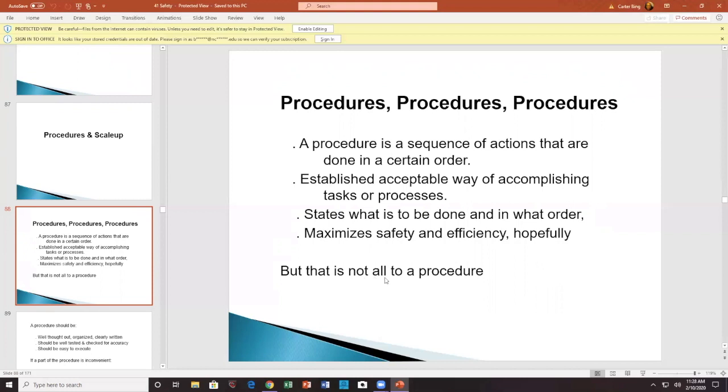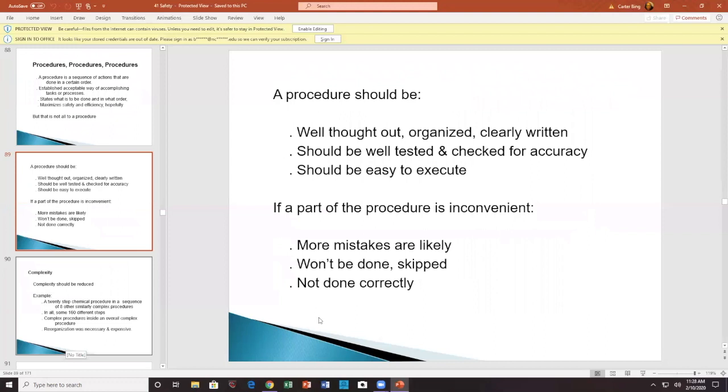But that is not all. That is not all to a procedure. There's much more. Procedures should be well thought out, organized, clearly written. They should be well tested and checked for accuracy. Give it to several people to read. It should be easy to execute. If part of the procedure is inconvenient, it won't be done. It'll be skipped. More mistakes are likely, and it's not done correctly.